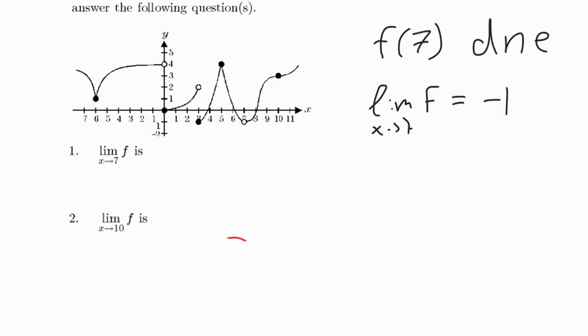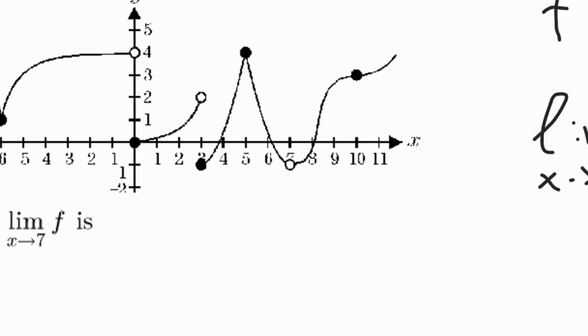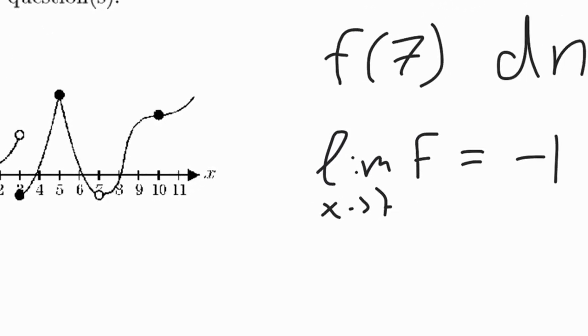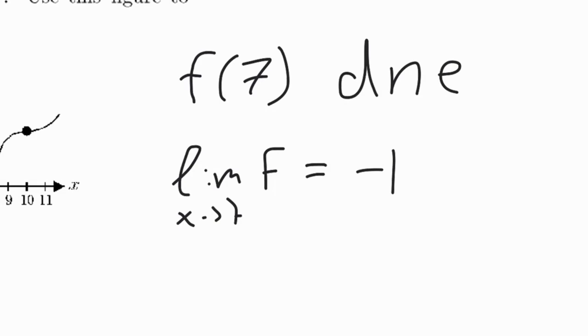Let's look at 7. The function at 7 doesn't actually exist because you can see an empty dot. So when you have an empty dot or an open dot, that means that the value doesn't exist, and as far as the domain is concerned, 7 doesn't exist. And because 7 doesn't exist for a function, there shouldn't be a y either. So it doesn't really exist. So f of 7 does not exist.